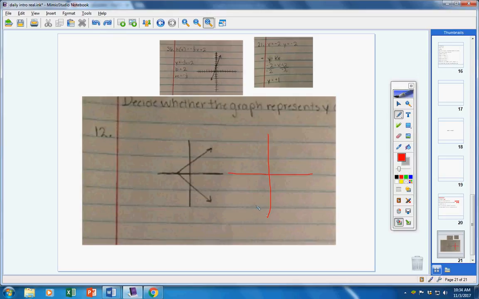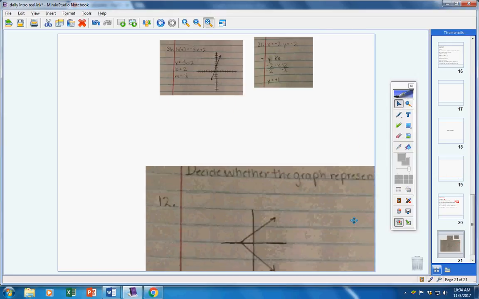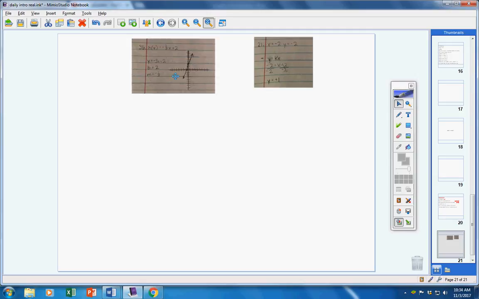So if the graph looked like this, then yes, that would not be a function because we have 2 points directly above and below each other. It only has to fail one time in order for it not to be a function. I hope that helps. Okay, so that wasn't worth 1 point, okay?